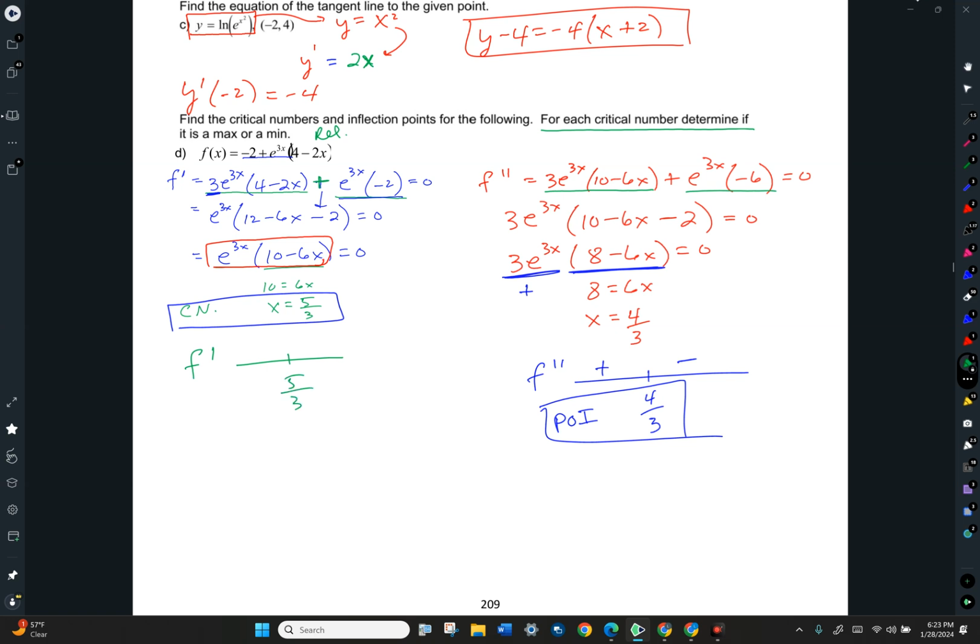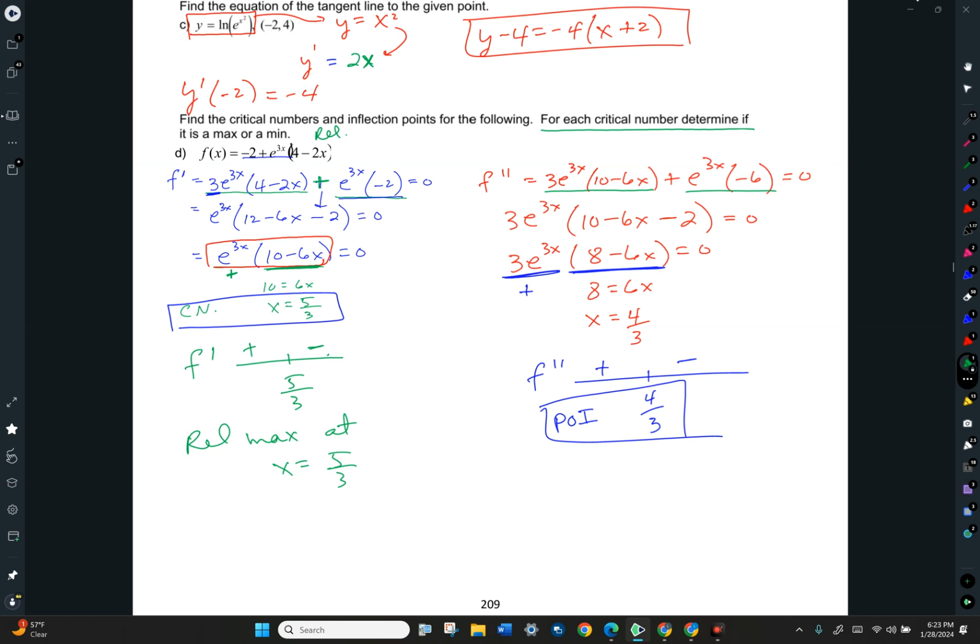Using all the same reasoning, since I know e to the 3x is always positive, the positive or negative is going to be based on that 10 minus 6x. So again, if x equals 0, I've got positive. If x equals 300 million, that parenthesis is going to be negative. So since the derivative changes from positive to negative, I know that there's a relative max at x equals 5/3.